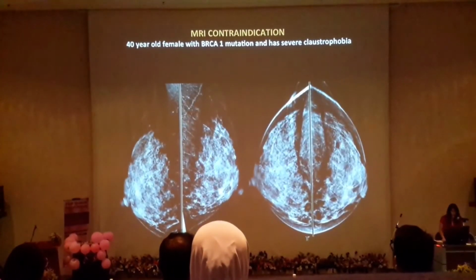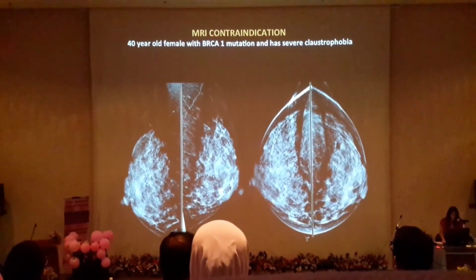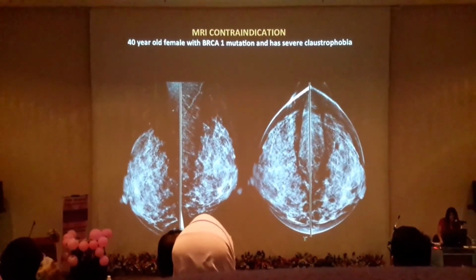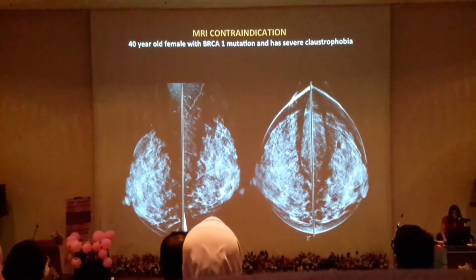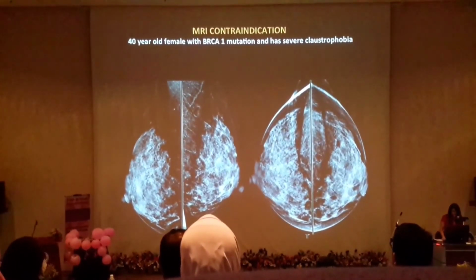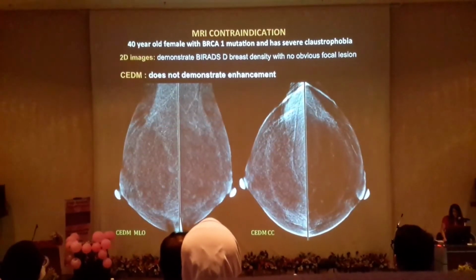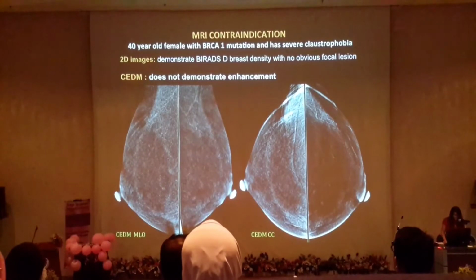This is a patient with a BRCA1 mutation. She was severely claustrophobic, and we couldn't put her into the MRI machine, but she had very dense breasts. This is a Birads D density breast. So we were a bit scared about this kind of patient. She was 40 years old, and we thought, okay, let's put her through a contrasted mammogram just to be safe. And she had no enhancement, so we told her she doesn't have any lesions to worry about.